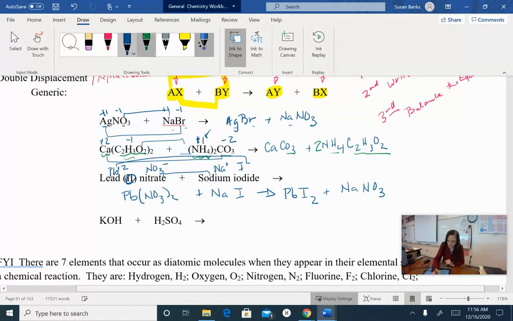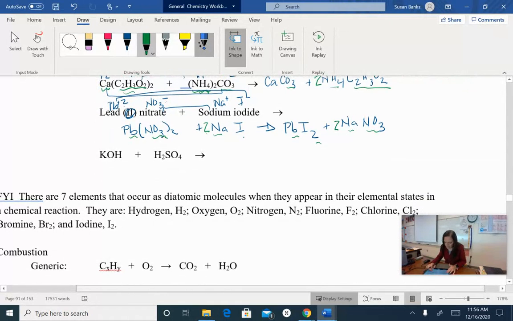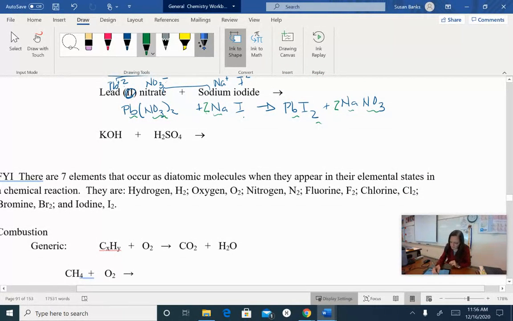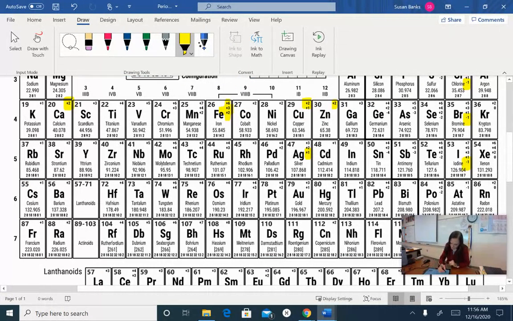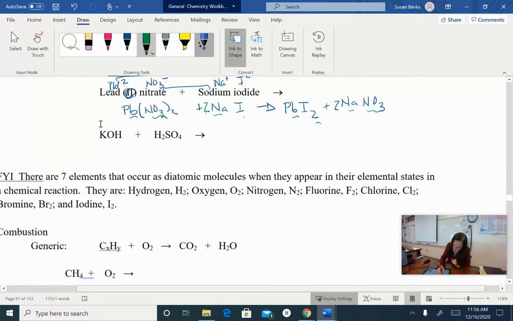Okay, there's my skeleton. Let's go back and balance this. 1 lead, 1 lead. 2 nitrate groups, 1 nitrate group. So I need to double this up. Okay, 1 sodium, 2 sodium. So I need to double this up. 2 iodides, 2 iodides. Okay, so remember, balance the equation after you've put the skeleton together. Okay, this next one, we've got potassium. Potassium is in our +1. So potassium is +1.